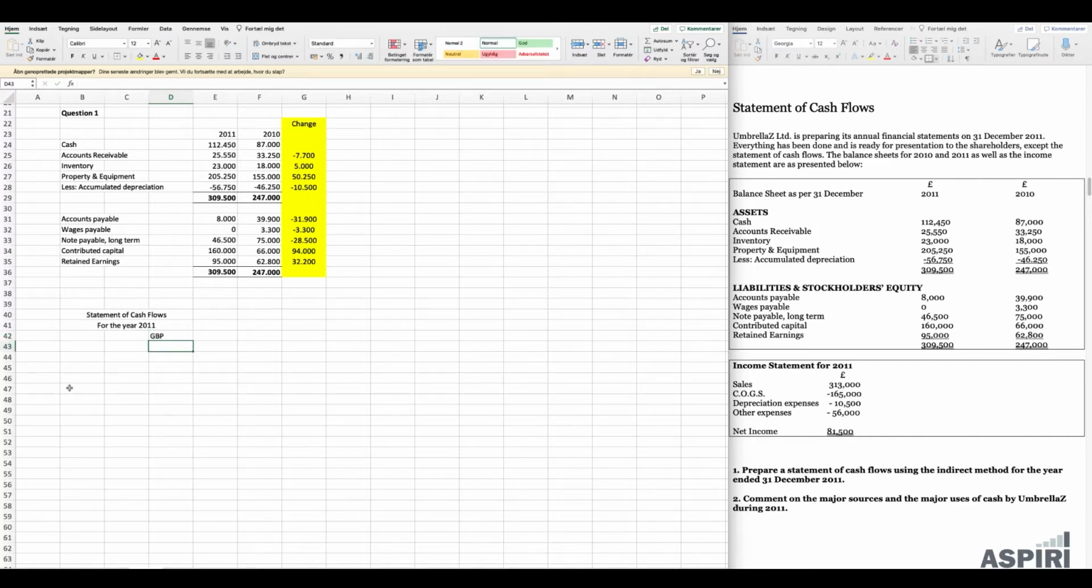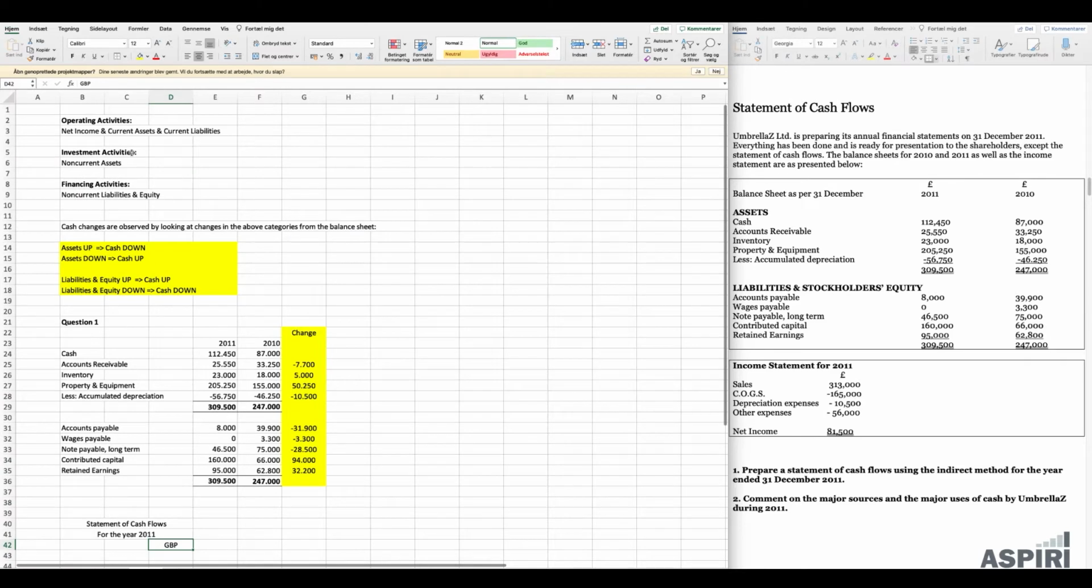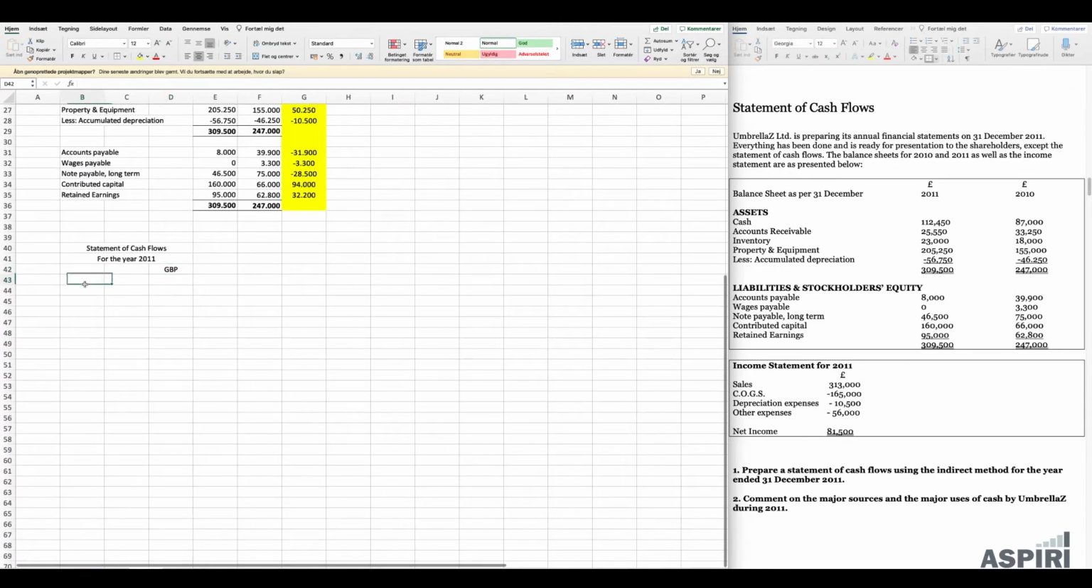So in this case, when we start the financial statement, if you recall from the first video, we always start by looking at operating activities. That is this part up here. So if we have a look here, we're going to write operating activities just to make it clear that this is what we're looking at.